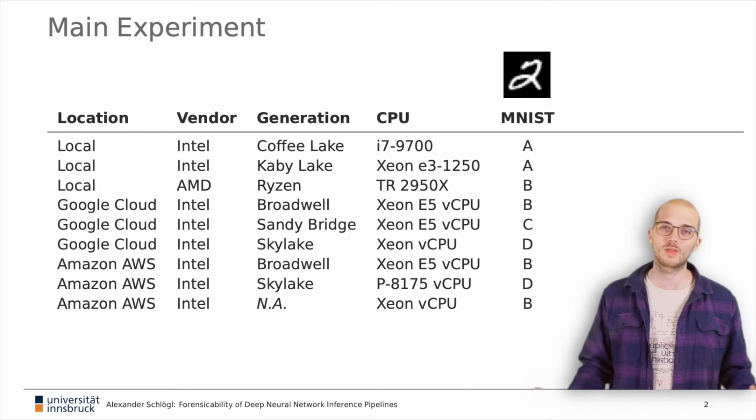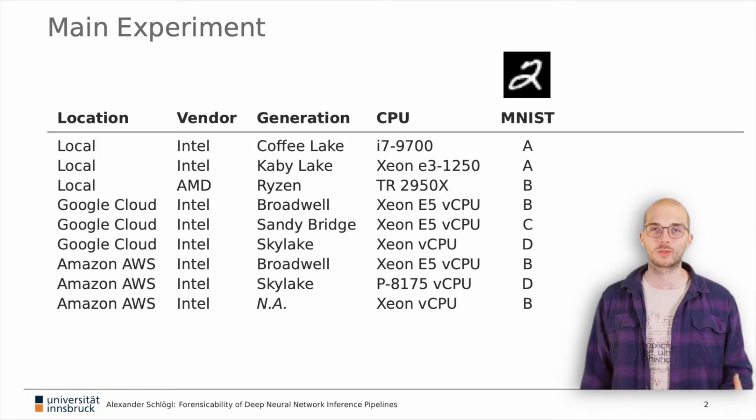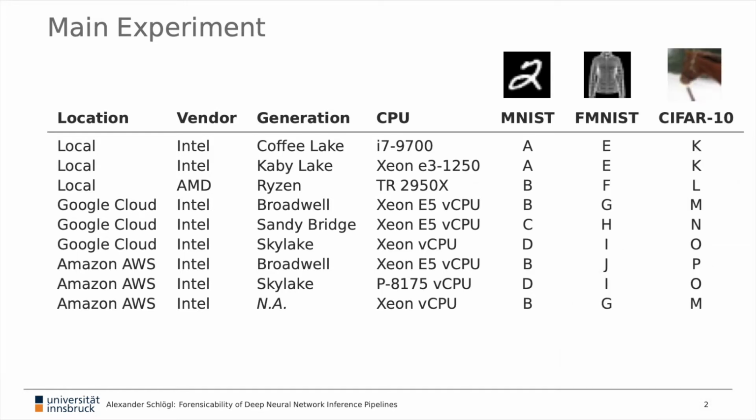Because we cannot swap CPUs fast enough for efficient experiments, we use instances on compute clouds from both Google and Amazon. We use multiple models and datasets, testing a single, randomly chosen sample on each and observing similar results.